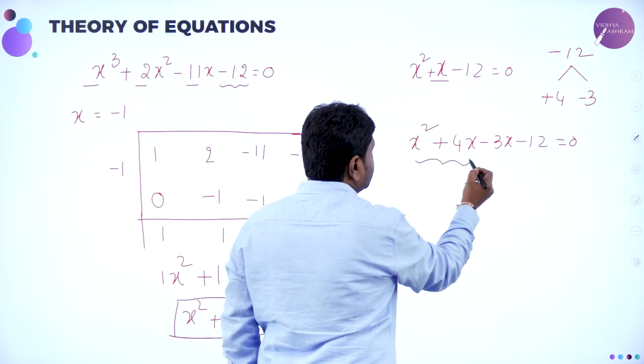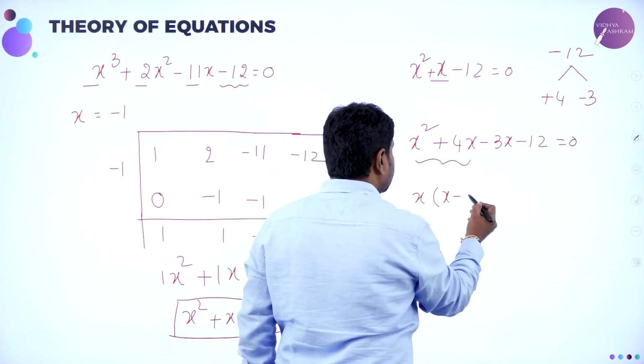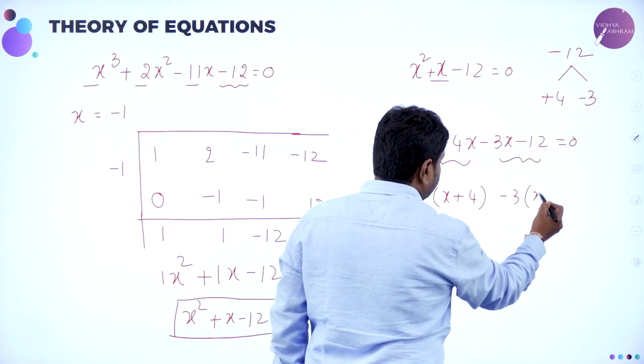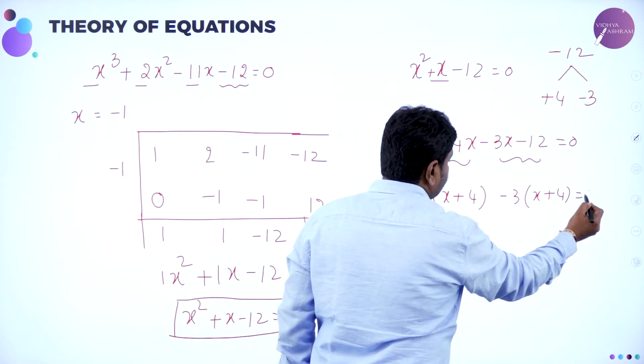Now in these two take x common. So x into x plus 4. In these two take minus 3 common. So x plus 4. So now x plus 4 is common.